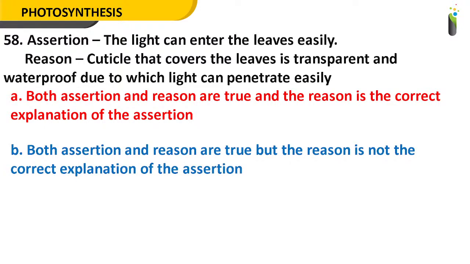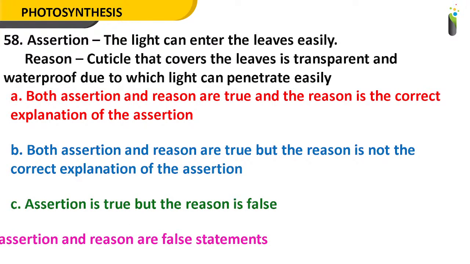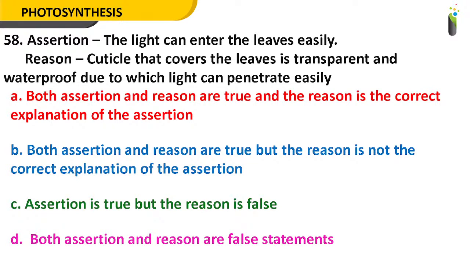B. Both assertion and reason are true, but the reason is not the correct explanation of the assertion. C. Assertion is true, but the reason is false. D. Both assertion and reason are false statements. And the perfect answer for this question is A.